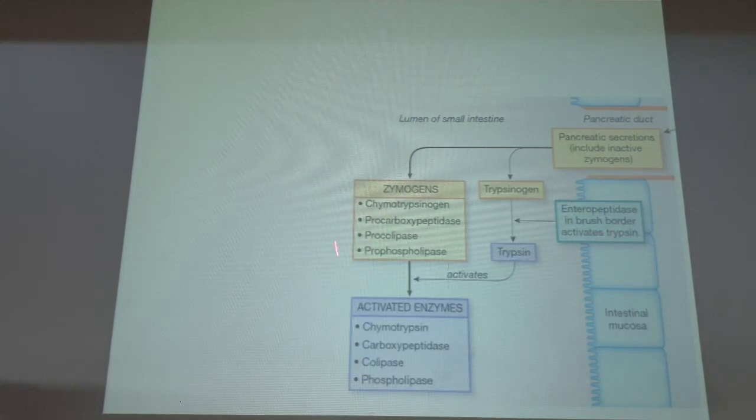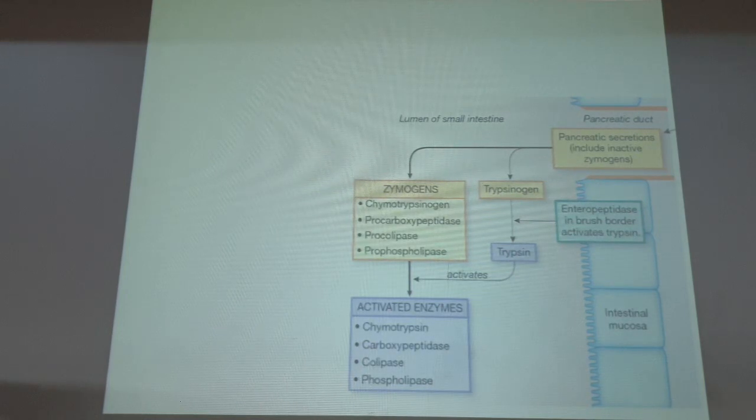In the normal condition, the pancreas secretes a trypsin inhibitor together with the secretion. This trypsin inhibitor will inhibit trypsin activation. If trypsin becomes activated, it will activate the other zymogens, and it will form chymotrypsin, carboxypeptidase, and phospholipase, which act on proteins.